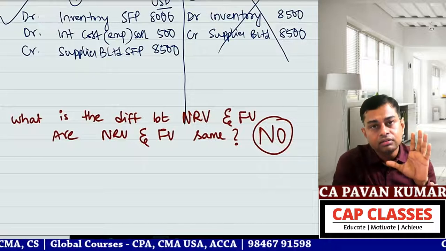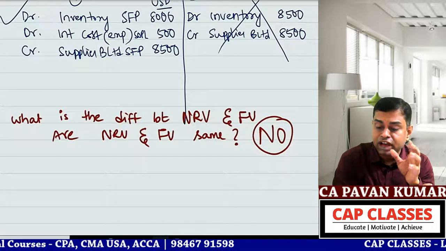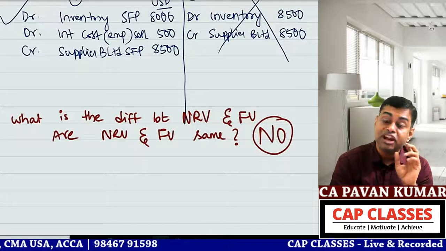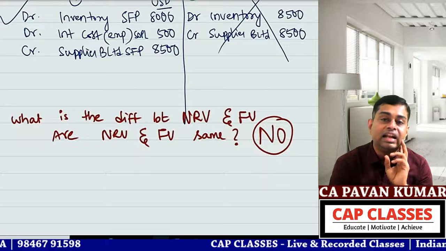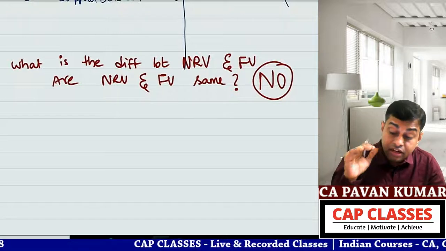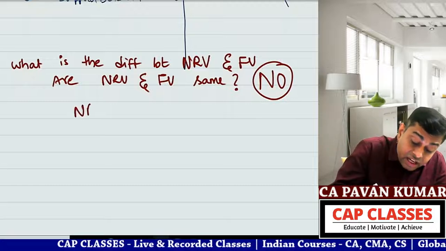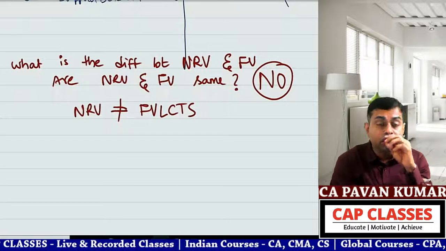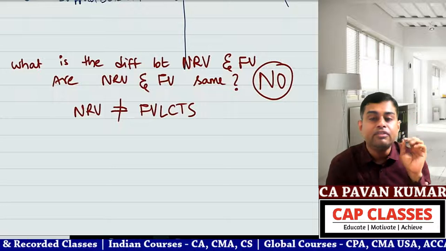In every standard, whenever you read any IFRS, they use the word fair value. Rarely they use the word net realizable value. Many a times we consider fair values, but here we consider net realizable value. What is the difference? Even NRV is not equal to fair value less cost to sell. If you want to consider cost to sell, FVLCTS, we call it fair value less cost to sell. So even net realizable value is not equal to fair value less cost to sell.